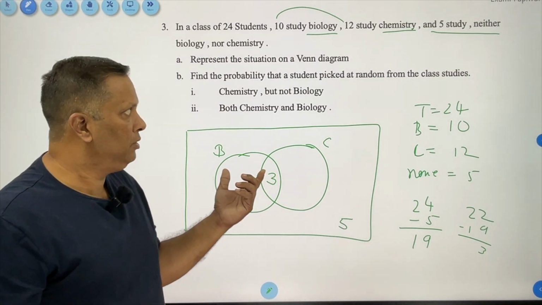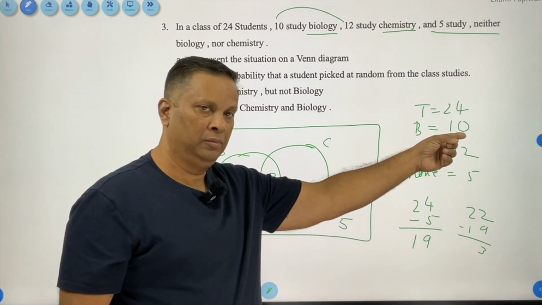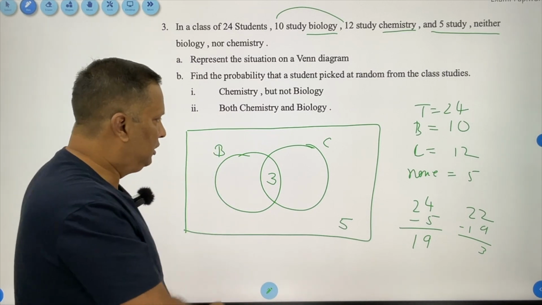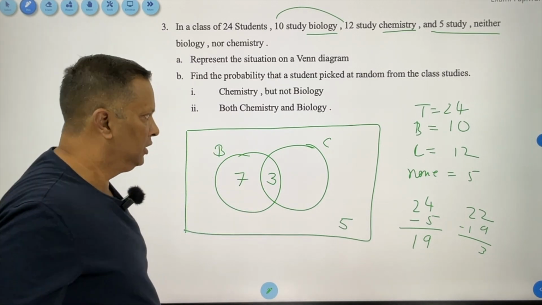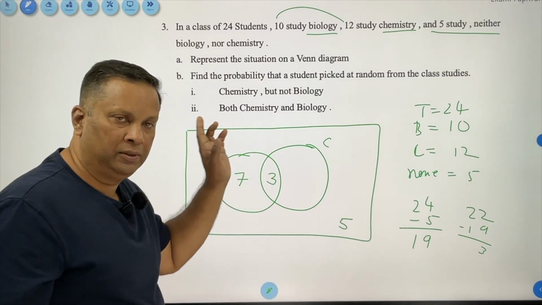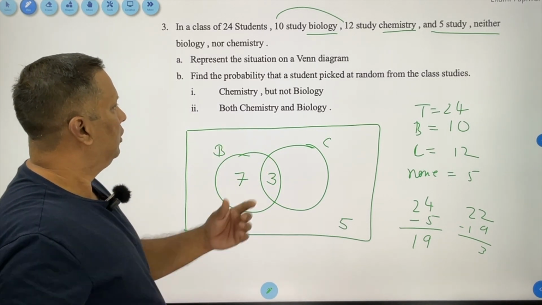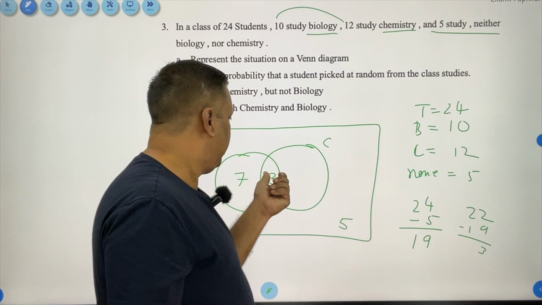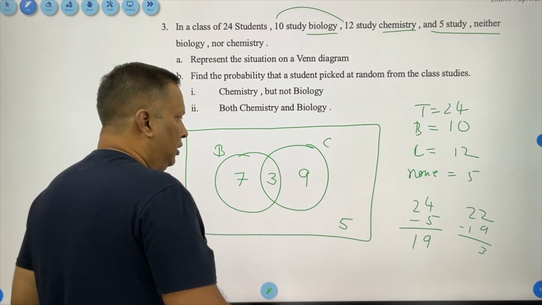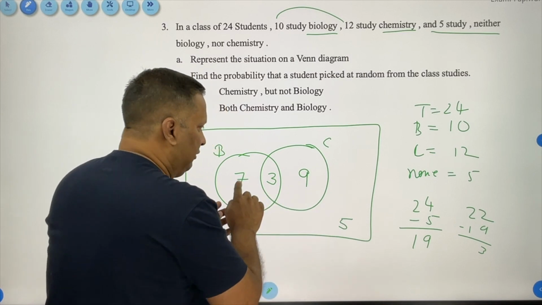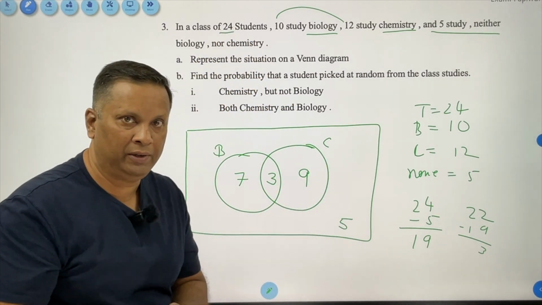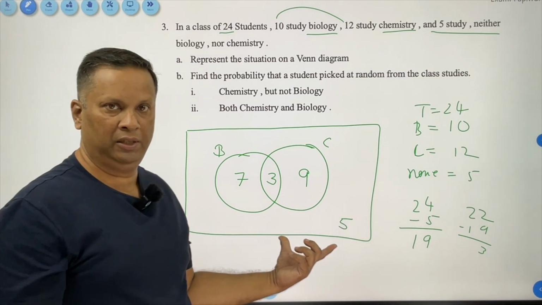Now how many are studying biology? 10. 3 is already here inside the biology circle. What is left here? 7. 7 plus 3 becomes 10. See, inside the circle of biology we have 10 students. Now, what about chemistry? Chemistry is 12. 3 already included. So it should go with 9. Now add all these numbers, 7 plus 3 plus 9 plus 5. Is it 24? Yes, it is becoming 24. That means our Venn diagram is correct.